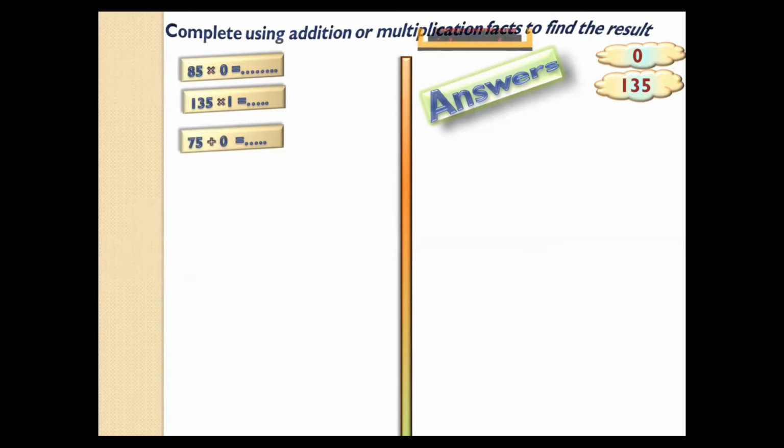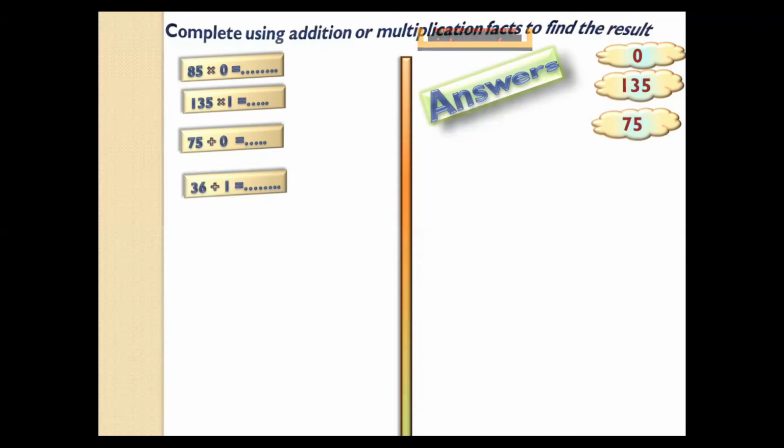75 plus 0. When you add 0 to any number, the number stays the same. So 75 here stays the same. So the result is 75.